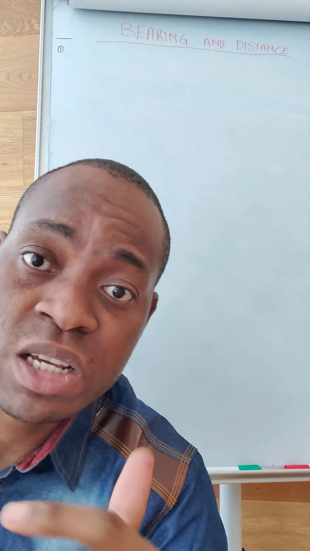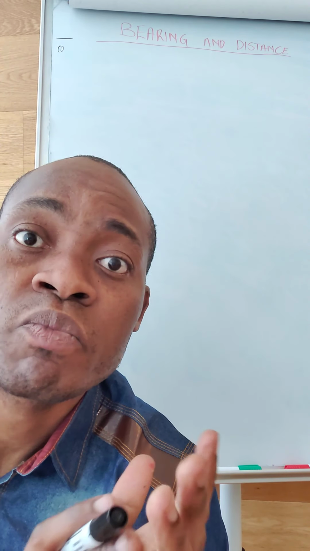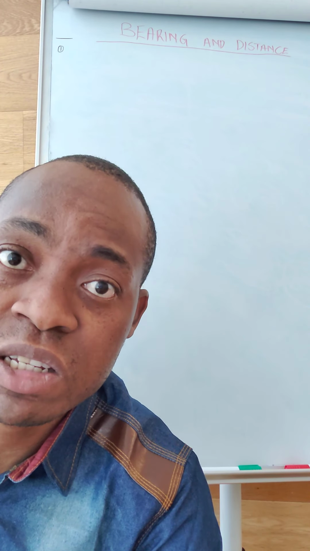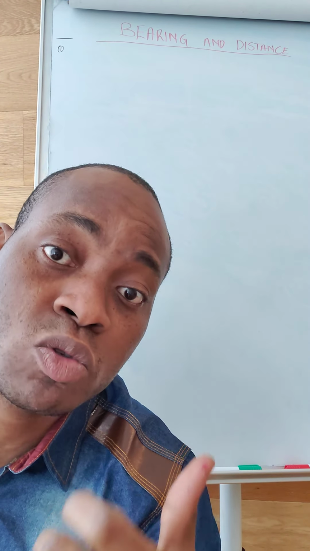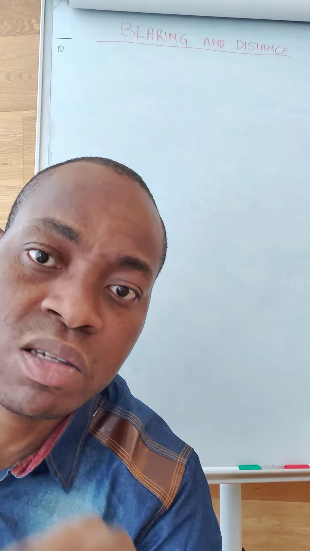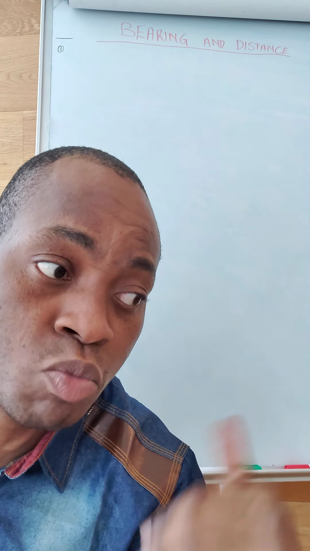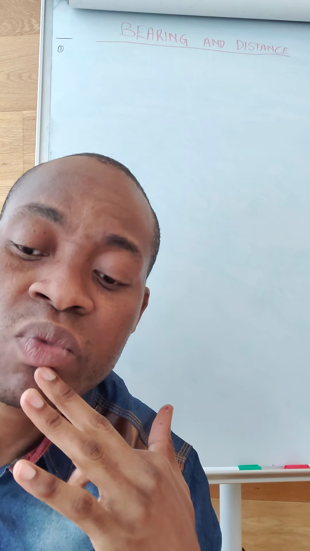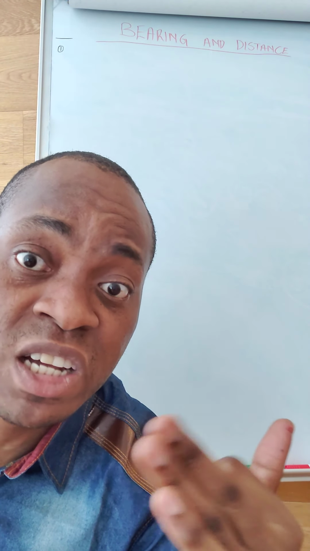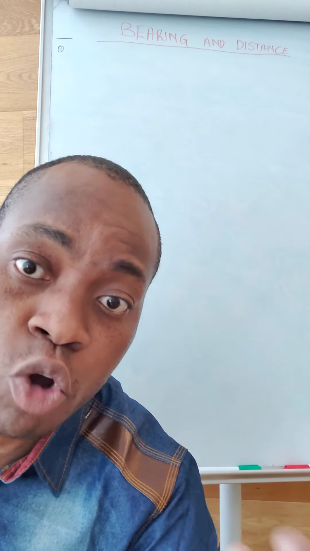So today, as I said, we're going to be looking at bearing and distance, a very simple topic. Just relax your mind. One of the things I want us to understand under bearing and distance is that it's about talking about a specific direction and distance. Bearing and distance is just talking about a specific angle at which an object moves from a point to another. And the instrument used in measuring the bearing of a point from another point is the compass.